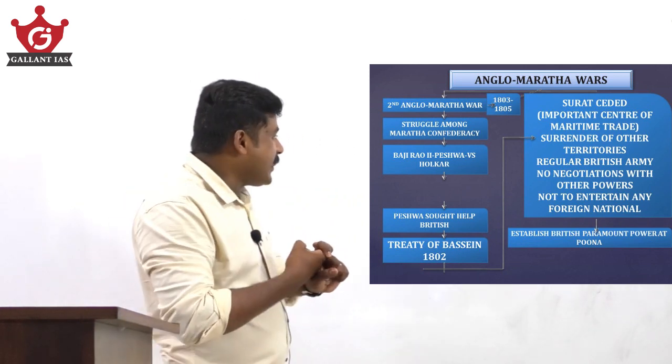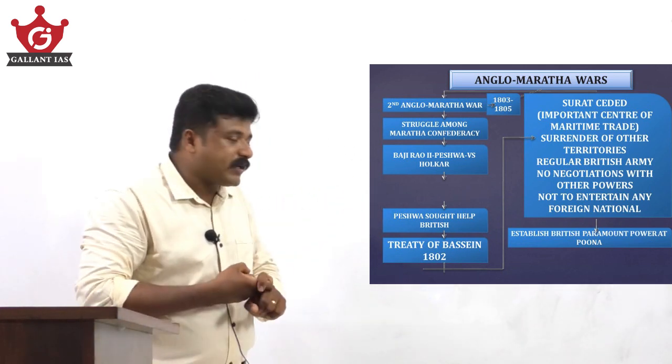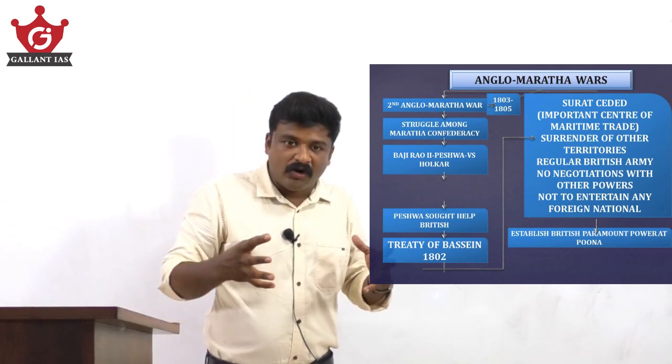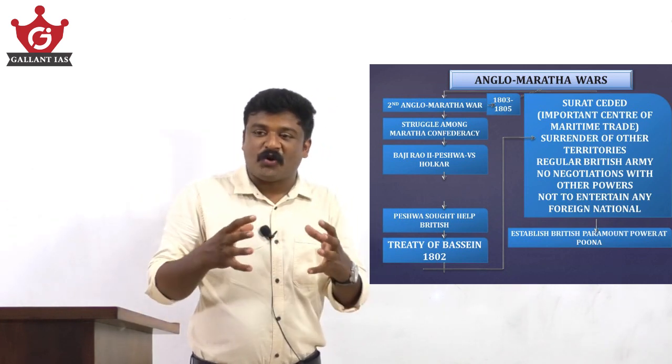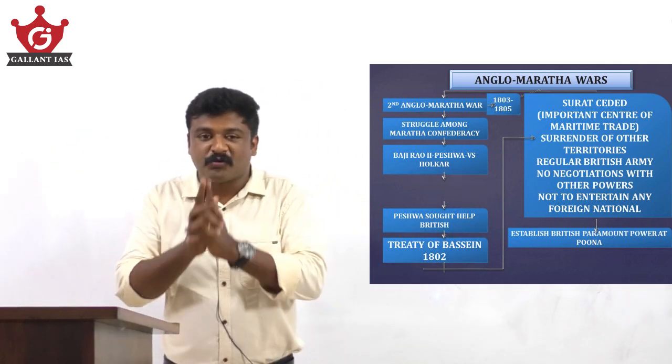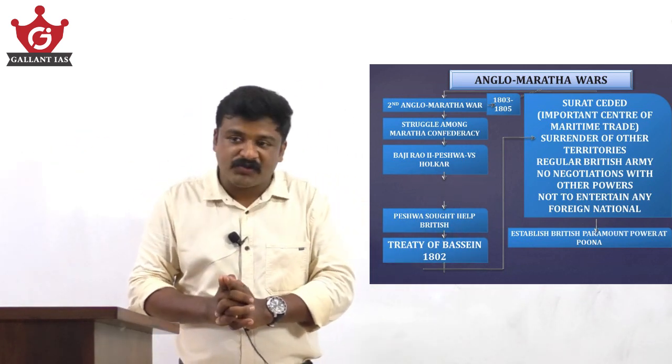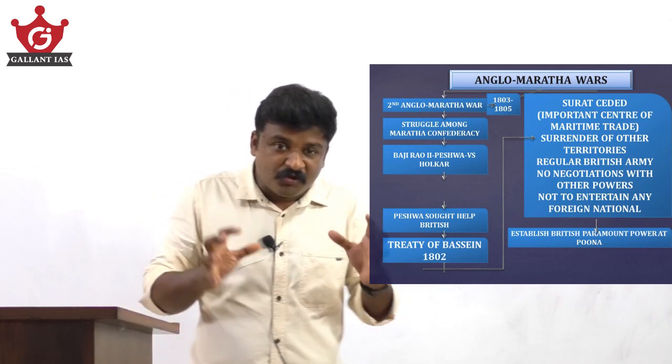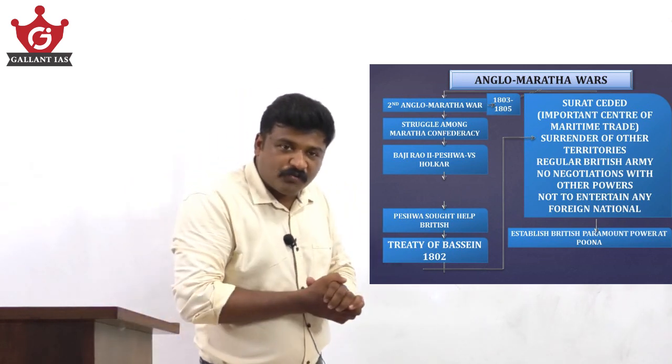Peshwa Bajirao II was defeated by Holkar. Now Bajirao II sought the support of the British. Peshwa Bajirao and the British signed a treaty, that was the Treaty of Basin, 1802. Am I right? The treaties are very important. Their provisions are also very important.